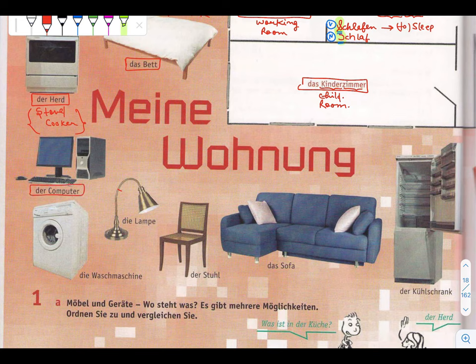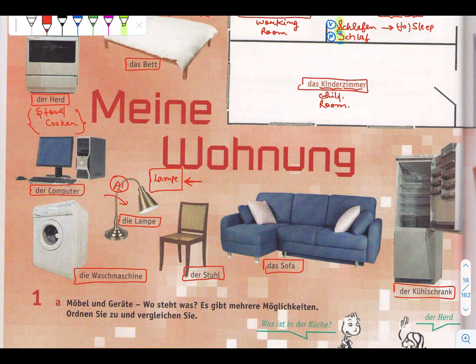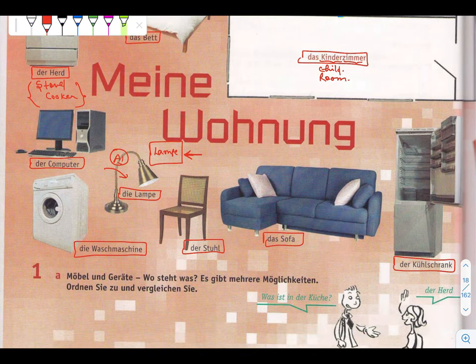Der Computer, die Lampe. Very common, this one, even in the exam, where you will be given a card with Lampe written on it and you need to make a bitte request. The washing machine, der Stuhl, stool, das Sofa, and der Kühlschrank, again refrigerator. Kühl means cool.